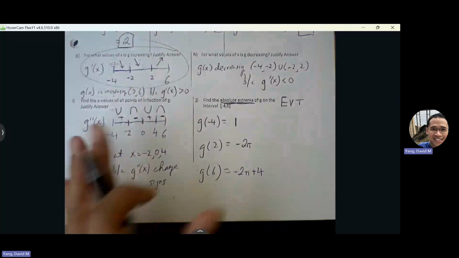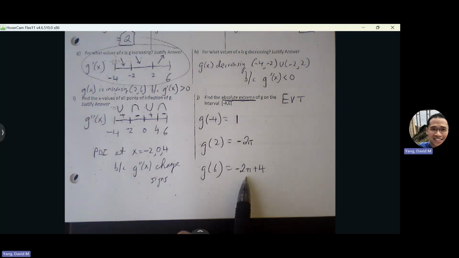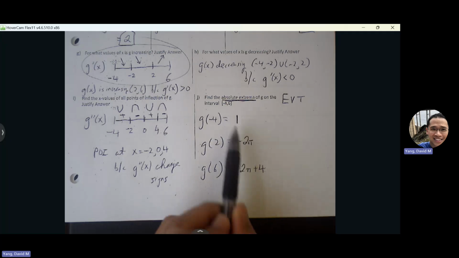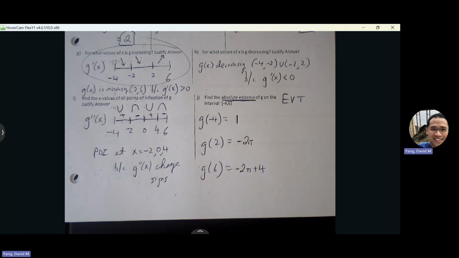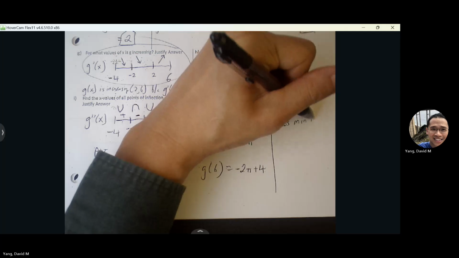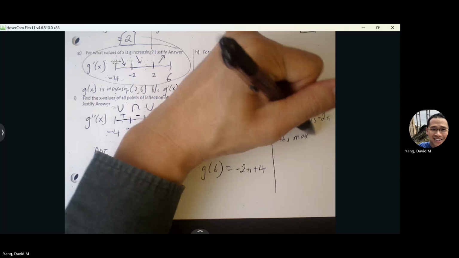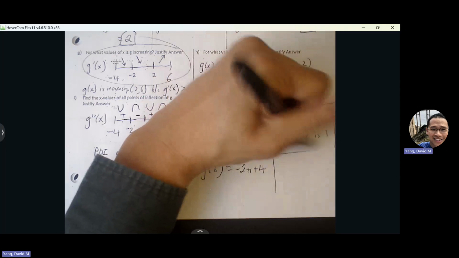Okay, if you don't know which one is your higher or lower y values, you can plug in the calculator. But this is 1. We know pi is around like 3-ish. So this is around like negative 6. And this is around like negative 2. So if you're comparing between 1, negative 6, and negative 2, you know negative 6 will be the lowest absolute min, and 1 will be your absolute max. And just give me the y values for EVT.